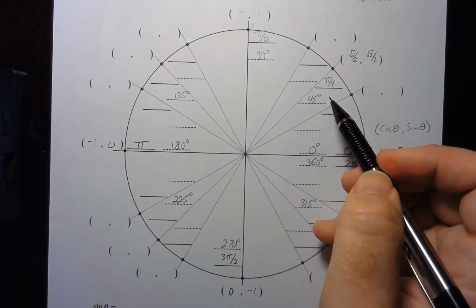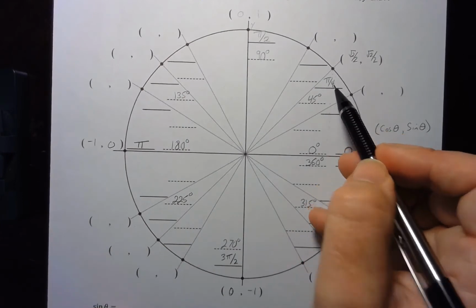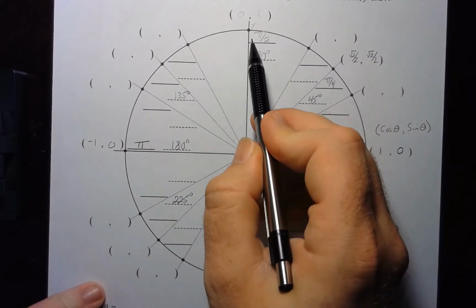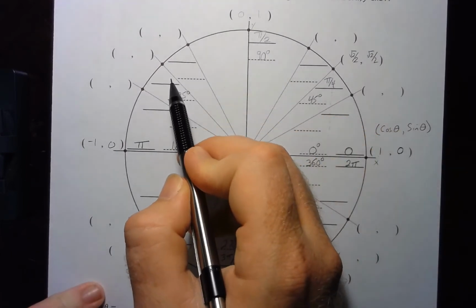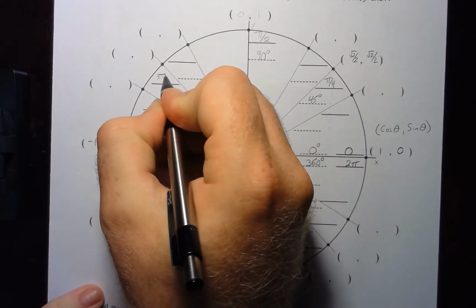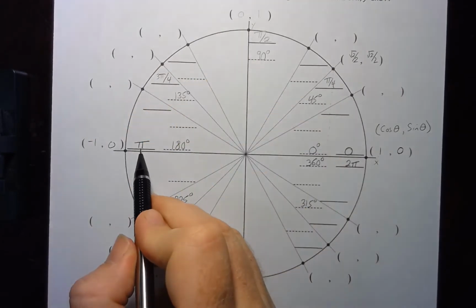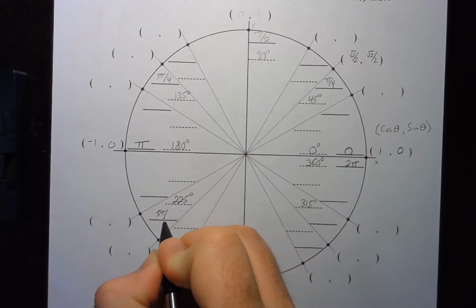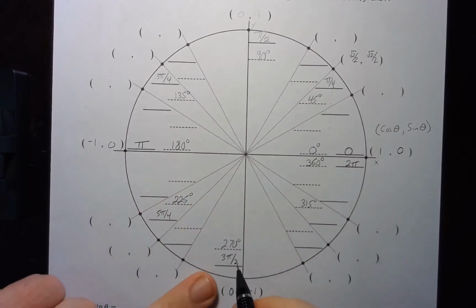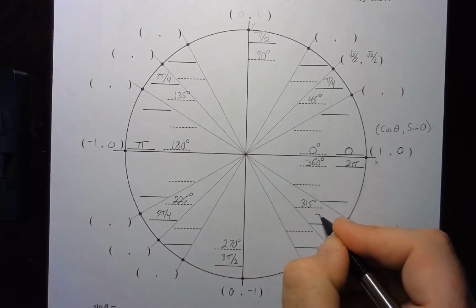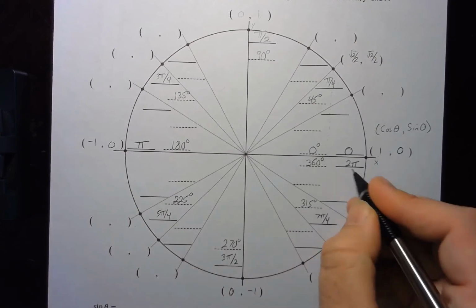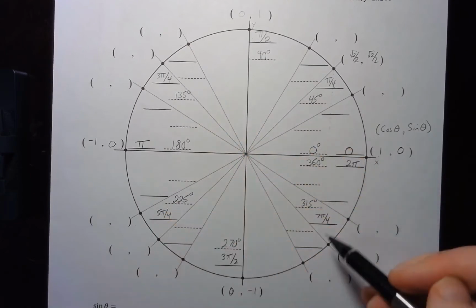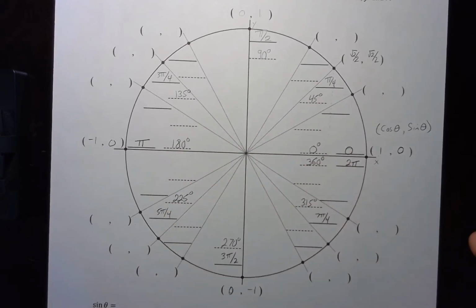Then here's the kicker. I prefer the 45s as pi over 4s more, because I have 1 pi over 4, I have 2 pi over 4, I have 3 pi over 4 right here, 4 pi over 4, which sure enough simplifies down to pi, 5 pi over 4, 6 pi over 4, which simplifies down to 3 pi over 2, and 7 pi over 4. Then we're back to 8 pi over 4, which is nothing more than 2 pi. So I can easily count the 45 measures in one type of unit circle.